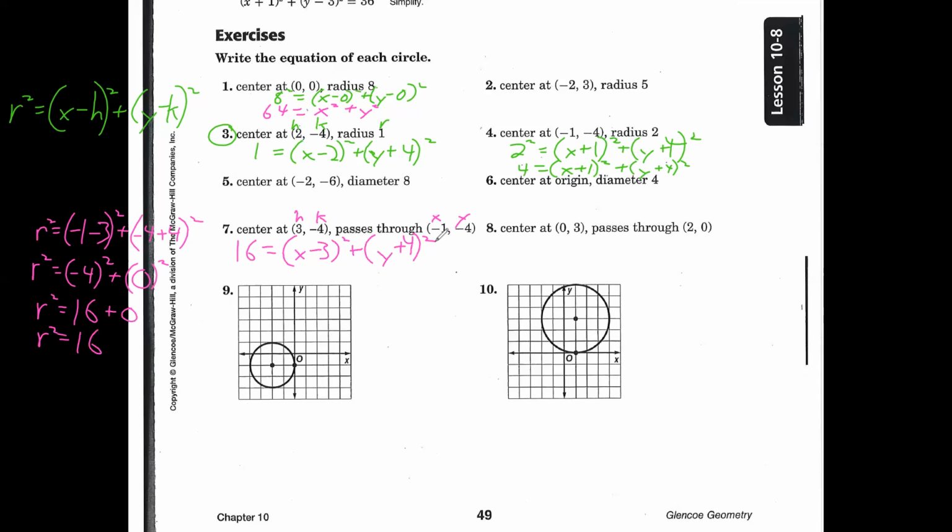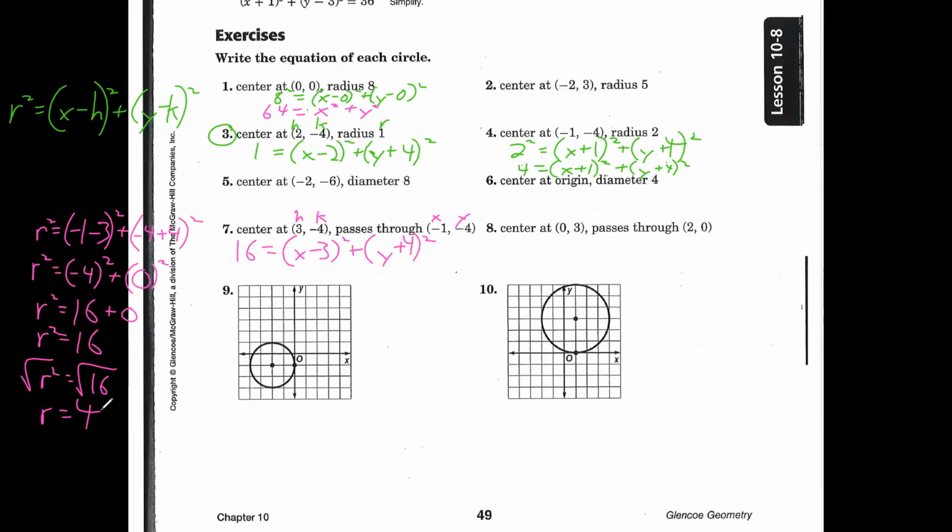So if I wanted to find the radius on this one, what would I have had to do as my last step? Square root it. So I would take the square root of both sides. This thing gave me r equals 4. 16 is r squared.